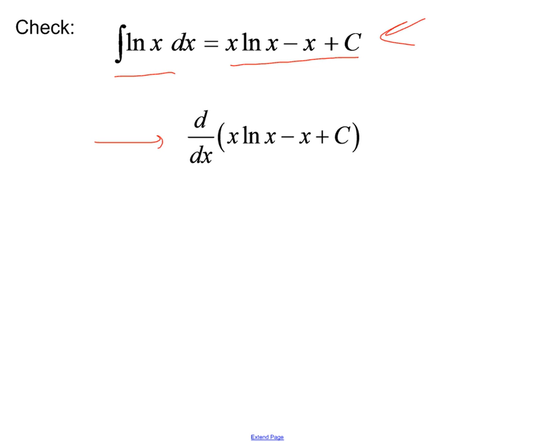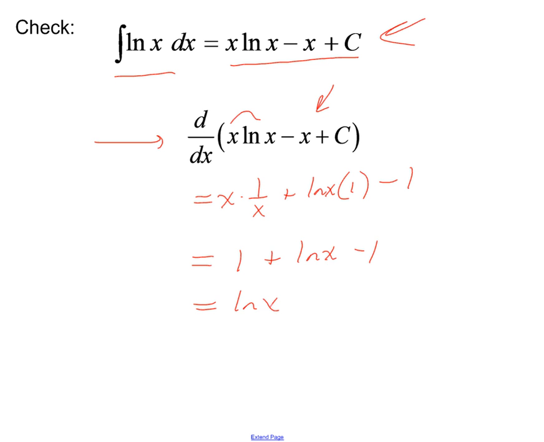So let's do that. Well, to take the derivative of x ln x, I have to use the product rule. So it's going to be the first times the derivative of the second, or x times the derivative of ln x, which is 1 over x, plus ln x times the derivative of x, which is 1, minus the derivative of x, which is 1, and the derivative of c is going to be 0. So I end up with 1 plus ln x minus 1, and I do get ln x. I do get back to what I started with. And that's how it works.